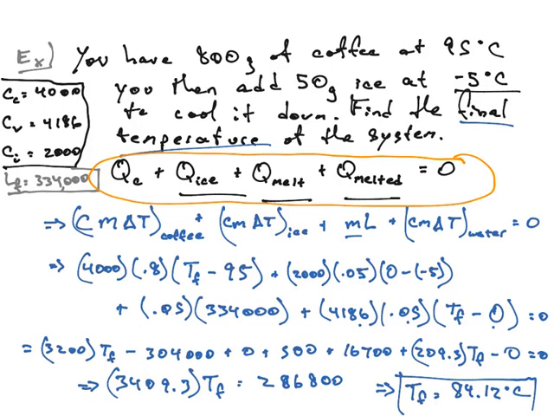Another place things can go wrong is when you're plugging numbers in, right here for the ice. The final temperature of the ice is not the final temperature of the whole system. The ice is not going to get that hot. The ice can only go to 0. So the final temperature of the ice will be 0 degrees.